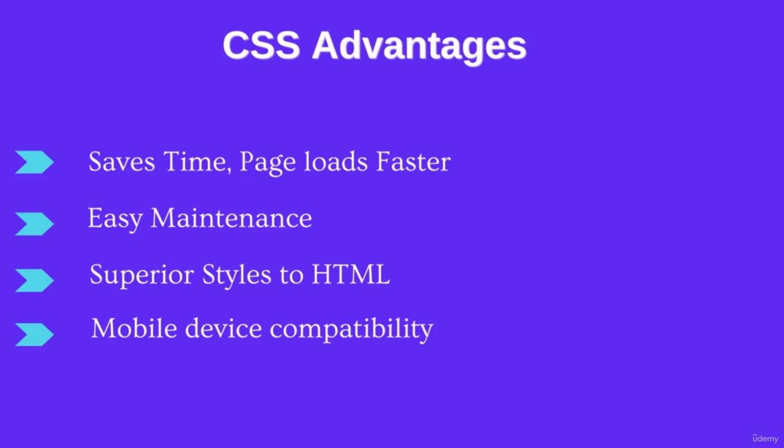For example, if you take the H1 tag or any heading tag, it doesn't have a property or attribute which can change the text color. For example, if you want to say H1 color is equal to red, that is definitely not going to work. So using these styles, you can make attributes apply on particular tags which basically don't have those attributes. Multiple device compatibility.